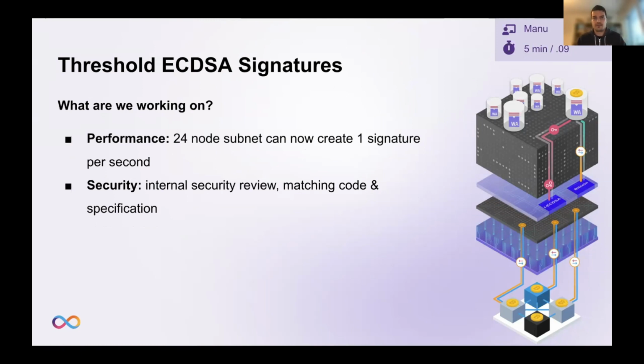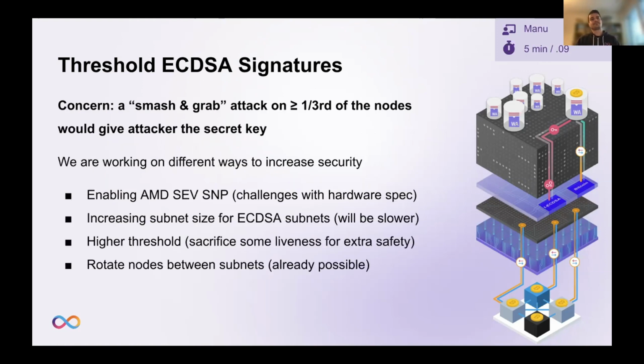One of the things we're concretely working on is performance. So we're working on the throughput of this. I think now we're around 1 signature per second on a 24-node subnet. Making these ECDSA signatures in a threshold way is actually very involved, so this is a number I'm already quite proud of. And the other part we're working on is security. So we're doing more internal security review, brushing up the specification and making sure the implementation and the specification match. Yeah, so this is other work that's ongoing. Next slide, please.